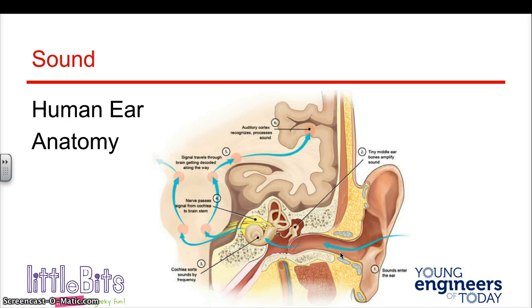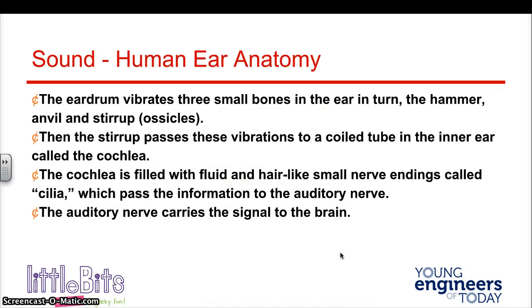Now, the human ear anatomy. We'll be doing a review of this. The eardrum vibrates 3 small bones in the ear in turn: the hammer, anvil, and stirrup. The stirrup passes the vibration to a coiled tube in the inner ear called the cochlea. The cochlea is filled with fluid, and the cilia in it are connected to the auditory nerve. They pass it along to the auditory nerve. The auditory nerve carries a signal to the brain.